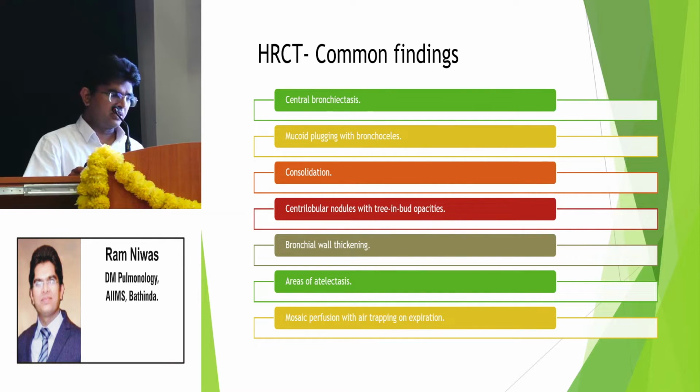Now coming to various HRCT findings. The most common finding is central bronchiectasis. Other findings may be mucoid plugging with bronchocele, consolidation or fleeting infiltrates, centrilobular nodules with tree-in-bud appearance, bronchial wall thickening, areas of atelectasis, etc.